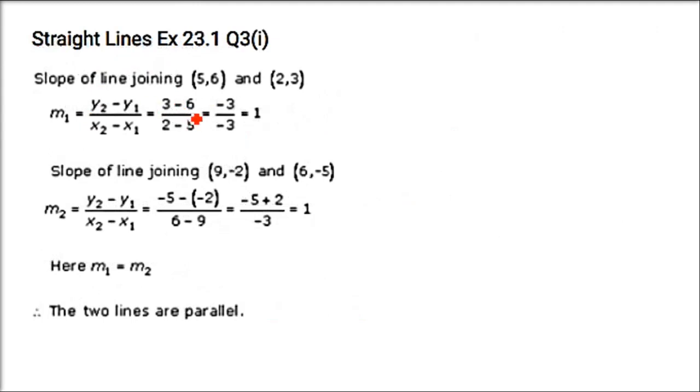Now we have to state whether the 2 lines in each of the following are parallel, perpendicular, or neither. What you have to do is find the slopes of the 2 lines, m1, the slope of the first line, and m2, the slope of the other line. If m1 equals m2, that means these 2 lines are parallel. If you multiply the slopes, m1 into m2, and you get minus 1, that means these 2 lines are perpendicular. If you don't get these conditions, you will just say neither.